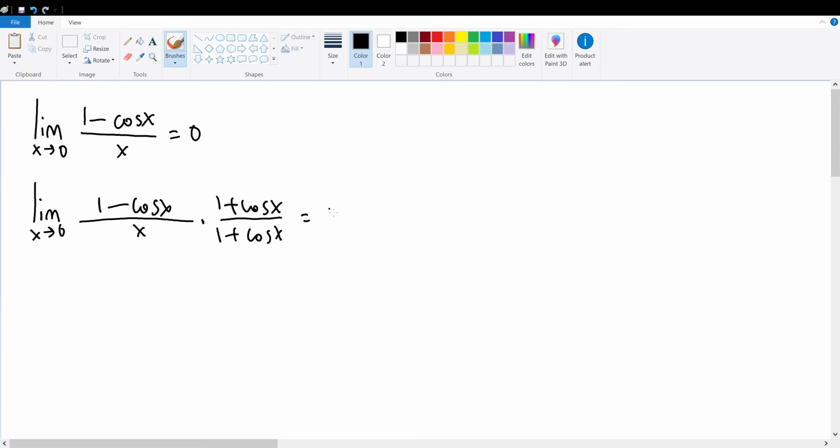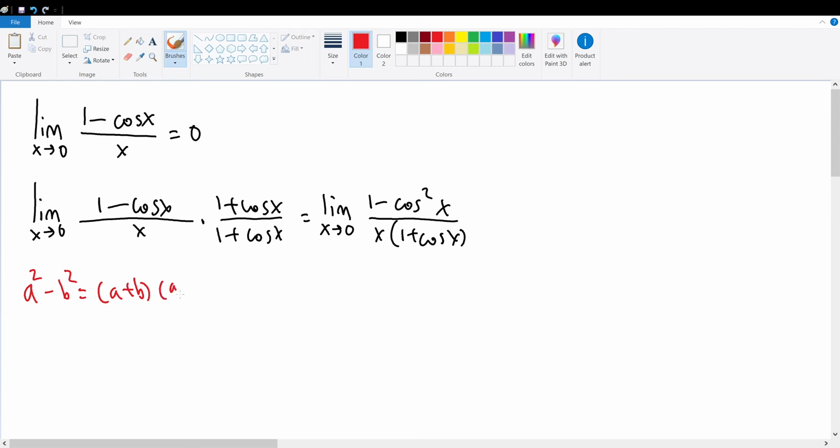With this conjugate, we can multiply it to the denominator and numerator respectively to get the limit as x goes to 0 of (1 minus cosine squared x) over x times (1 plus the cosine of x). I can do this because of the formula, which says that a squared minus b squared is equal to a plus b times a minus b, with our a term in this scenario being equal to 1 and our b term being equal to the cosine x function, therefore being equal to 1 minus cosine squared of x in the numerator.